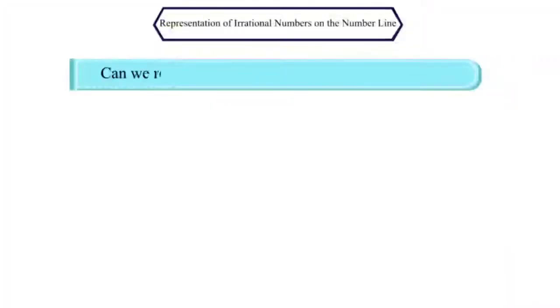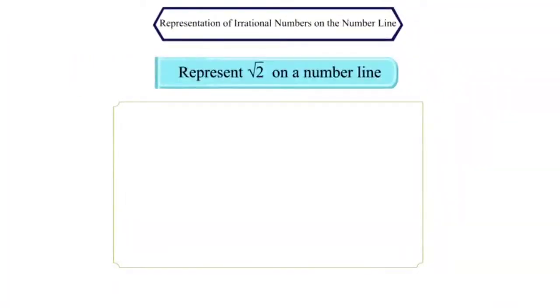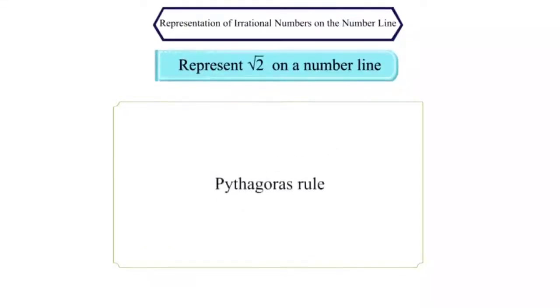Friends, can we represent irrational numbers on the number line without knowing their decimal expansion? Yes, there is a way of representing these numbers on the number line. Let's look at it. Let's represent root 2 on a number line. How do we get root 2? When do we get any number in the form of roots? When any number is in the form of squares like x square is equal to 2, then we get x as root 2.